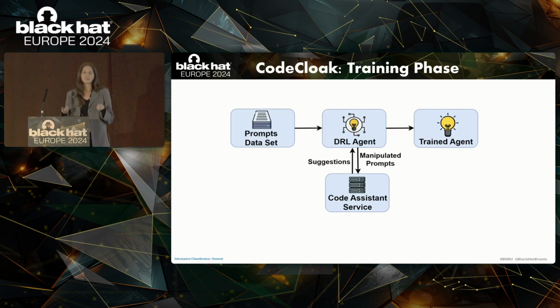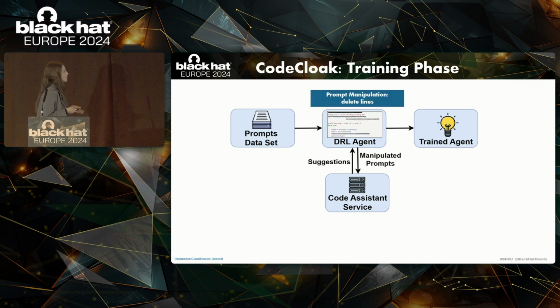So now we can finally talk about how we train the DRL agent. We first created a prompts dataset. Let's assume for now that this dataset just exists, and one slide later I will explain how we implemented it. We take the full prompt and split it up into segments. Then we send the first segment to our DRL agent. The DRL agent will now choose which manipulation to apply. Let's say that in this case, it chose to delete lines.